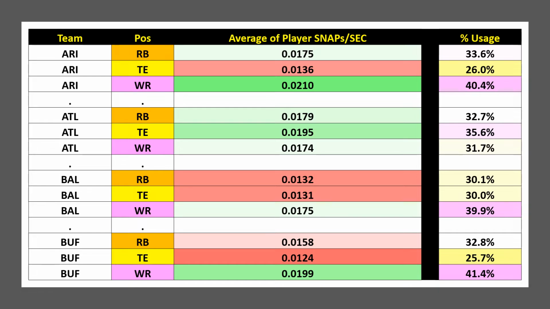Buffalo, everybody's talking about Knox, and I know he may have a good matchup week 4, but the last 2 weeks, 25% has not been stellar in usage, so maybe that's going to change. Running backs, 32, 33. It's okay, but it's not spectacular.